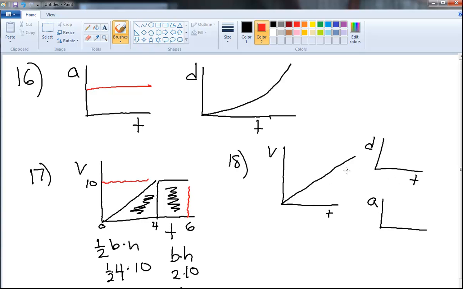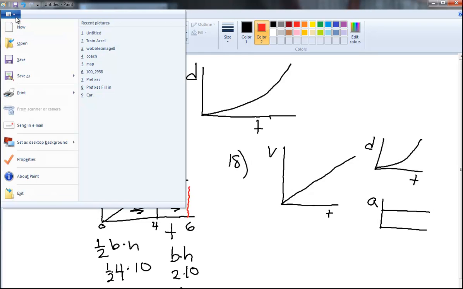If the velocity is increasing, the distance is going to increase in a concave up shape, kind of like the one here in 16. And in this case, the acceleration is also going to be constant. So these 3 graphs all go together. So in this case, what is constant? It's the acceleration.